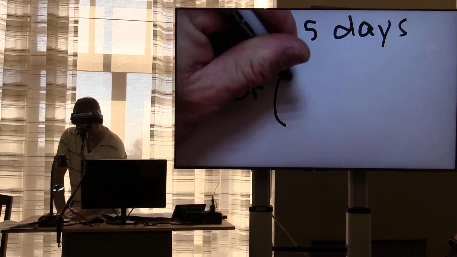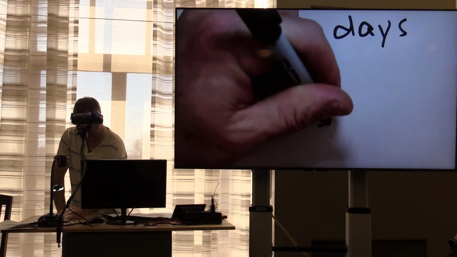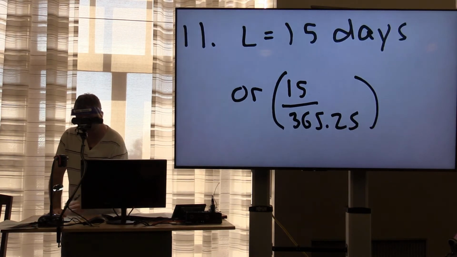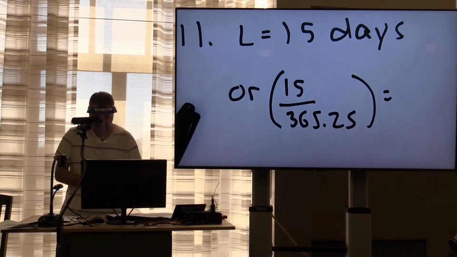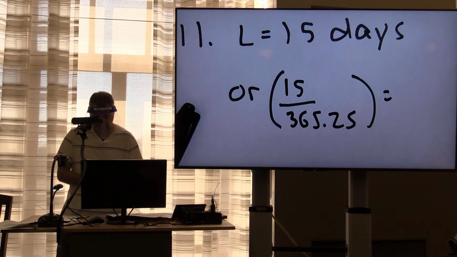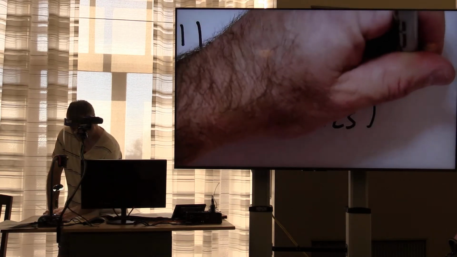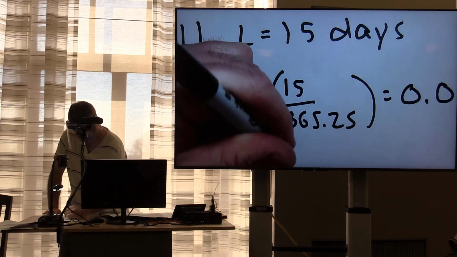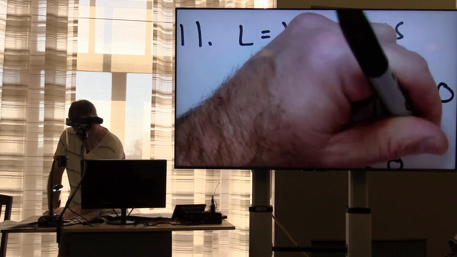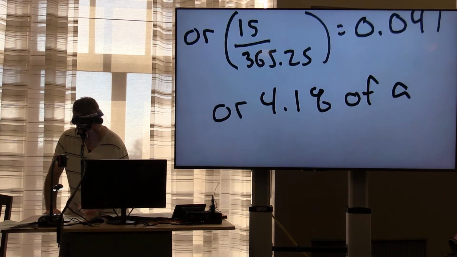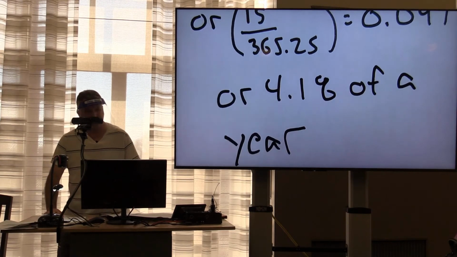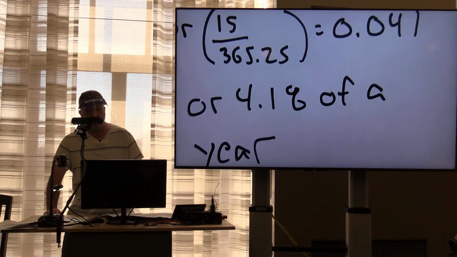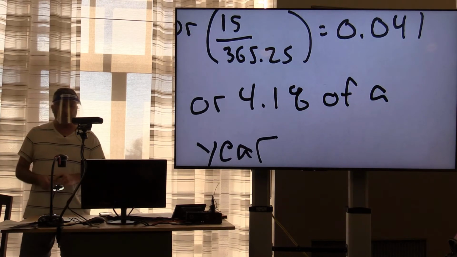or 15 divided by 365.25. So another way of saying L is 0.041 of a year, or 4.1% of a year.